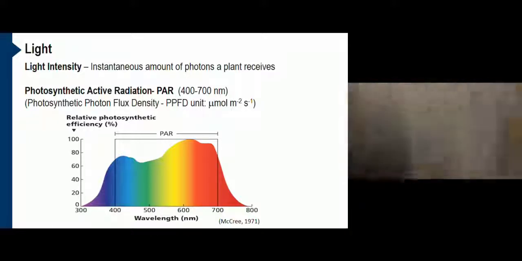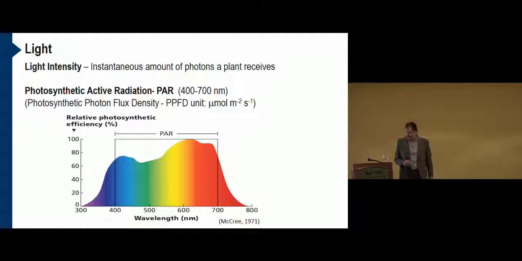And you can see in this famous graph, after McCree, showing the relative response of the plant in terms of photosynthetic efficiency at different wavelengths. As you can see, plants are doing a much more efficient job at the blue and red wavelengths because of the absorption of chlorophyll A and chlorophyll B.